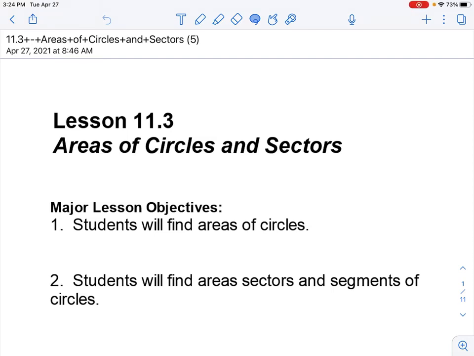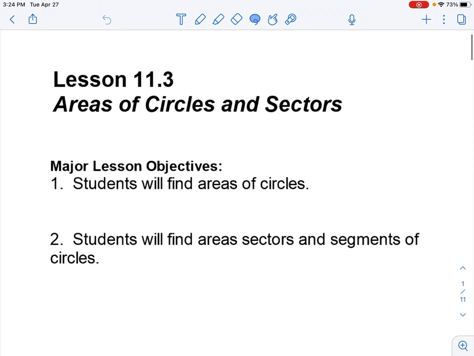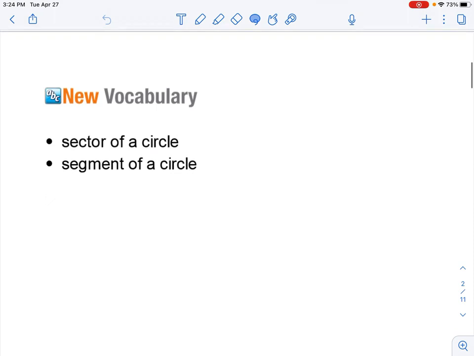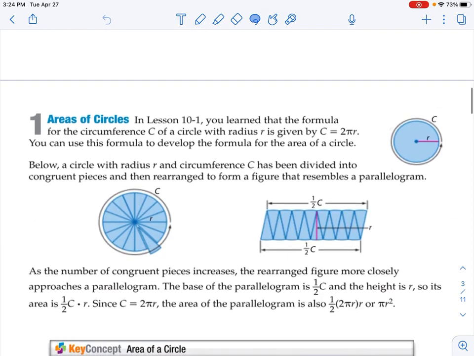Hello, today we are covering lesson 11.3, areas of circles and sectors. You guys will be able to find these areas by the end of the lesson. Our new vocab is sector of a circle and segment of a circle. So section 1, areas of circles.